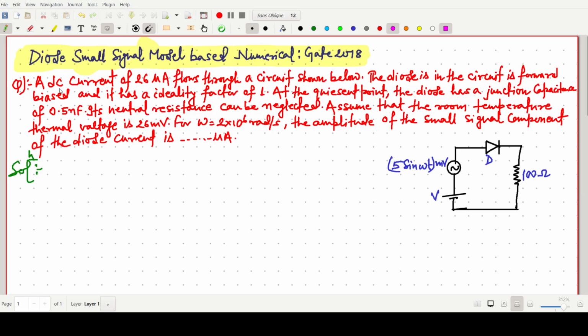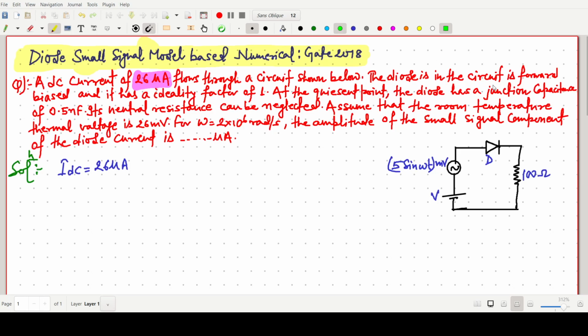What are the known facts given in the problem? It is clearly mentioned that a DC current of 26 microampere is flowing through the circuit. So IDC is given. I am writing the given thing: IDC equals 26 microampere in the problem.